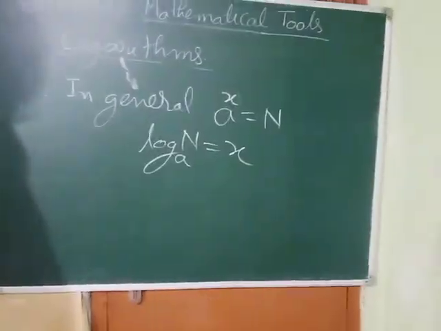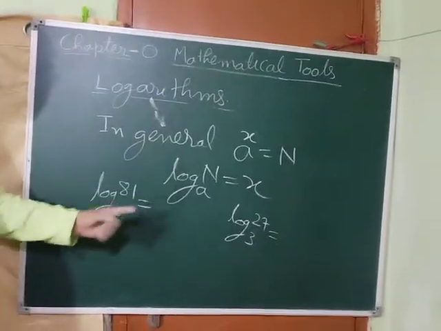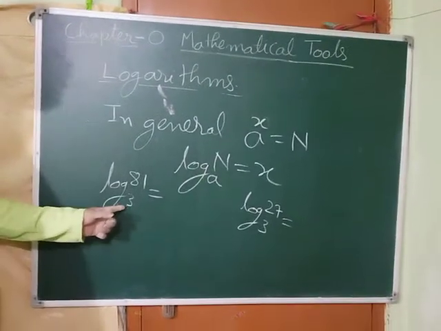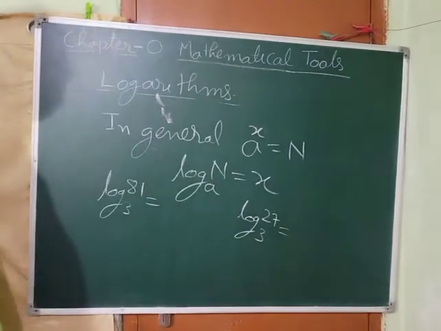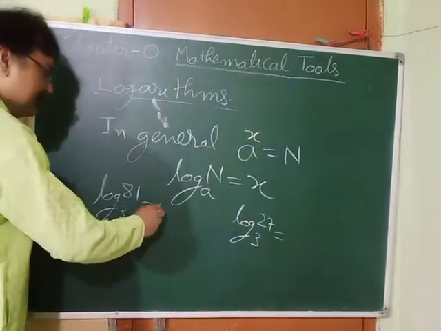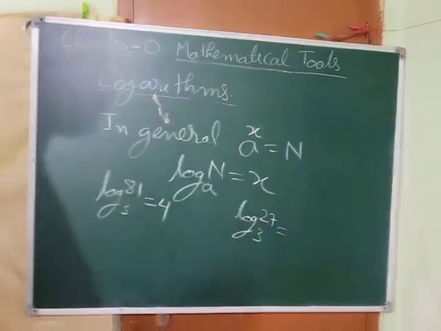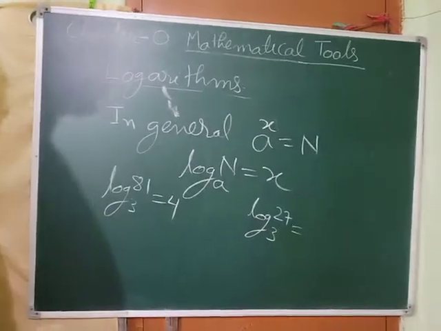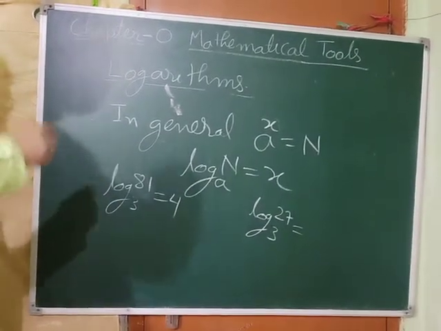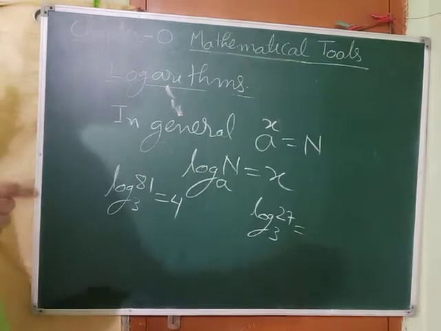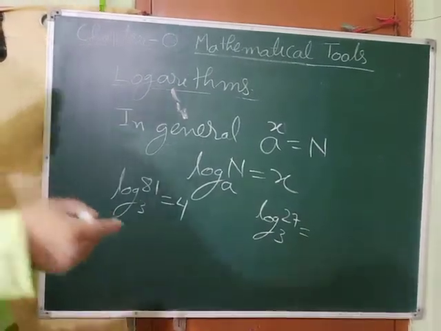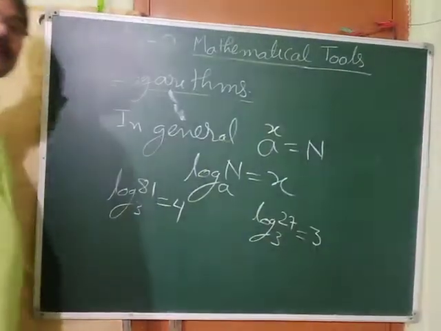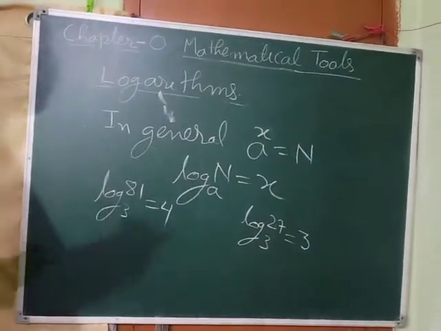Now on the basis of this, just tell me what is the value of this. That means what power will you raise this 3 to get 81? 4. So the result is 4. Getting my point? Now what about this? I will not tell, you tell me. What power will you raise this 3 to get 27? 3 into 3 into 3: 3 3s are 9, 9 3s are 27. So 3 will be raised to the power 3 to get 27. Getting my point? So in this way you can calculate logarithm.